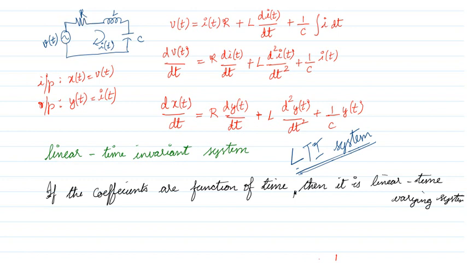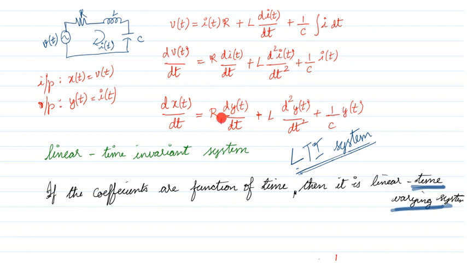Now, in this expression you can find the coefficients. What is the coefficient of dx by dt? It is 1. What is the coefficient of dy by dt? It is R. For d square y by dt square it is L. For y, the coefficient is 1 by C. Here the coefficients are independent of t. We don't have t here. That is the reason we say it is time invariant. Suppose if we have t here, then I can say it is a time varying system. If the coefficients are functions of time, then it is a time varying system. Here we don't have time, so this equation is a linear time invariant system.